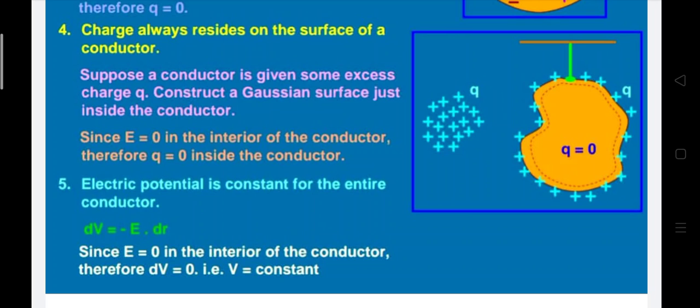Since electric field is 0 inside the conductor, we put this value, we integrate on both the sides, putting E equal to 0, we get the constant. So what we get? dV equal to 0 or potential equal to constant. So for a conductor, potential is constant. Whatever be the potential, it will be same all over the conductor.